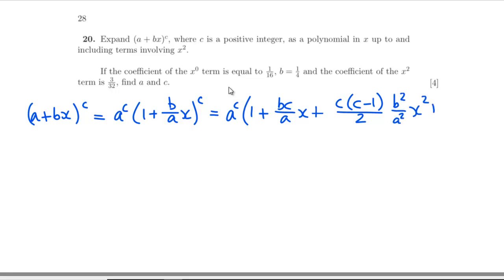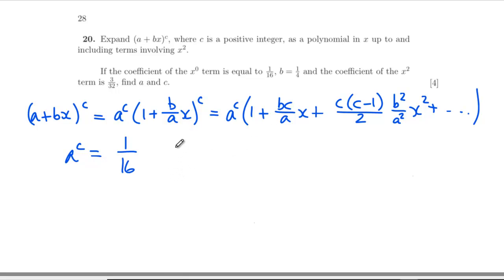That was as far as I wanted, wasn't it? Yeah. Plus bits. So we've got that. All right, so we've done that. If the coefficient of the x to the 0 term is equal to 1 over 16, so we're saying a to the power of c is 1 over 16.